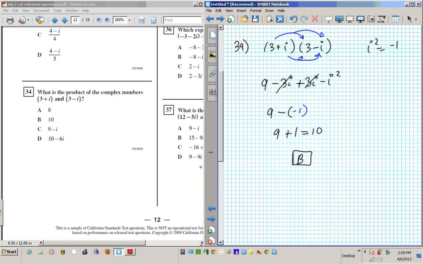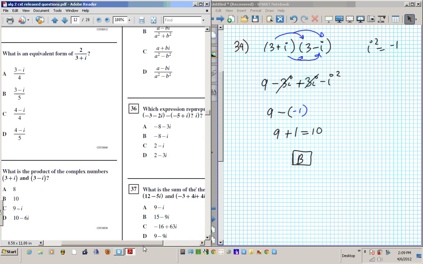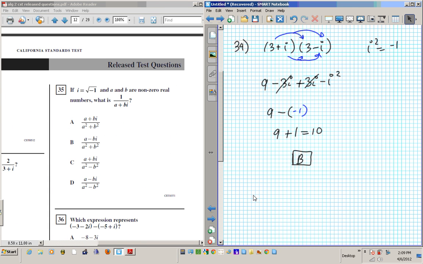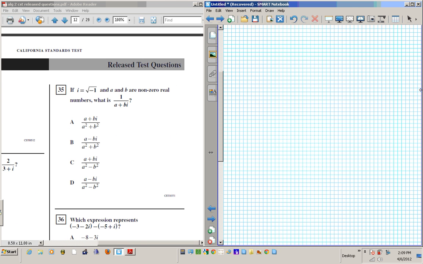Okay? Alright, let's move on to 35. Question 35. It says if i is equal to the square root of negative 1 and a and b are non-zero real numbers, what is 1 over a plus bi? Now in this question, what's the problem here? Remember, you cannot have a complex number with an imaginary part in the denominator. So this imaginary part here is a problem. So to get rid of that, we need to multiply by the complex conjugate.